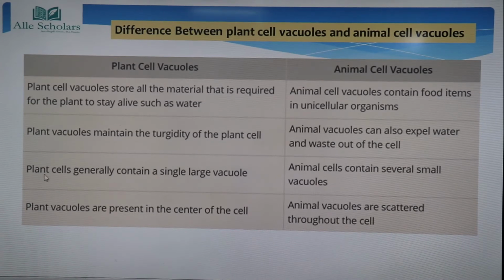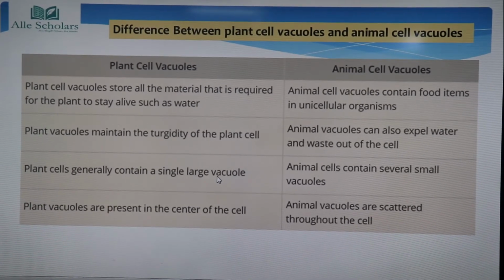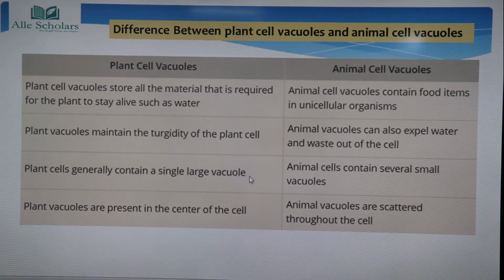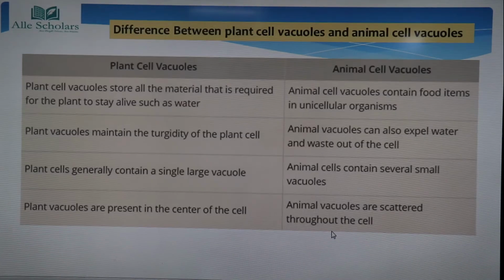Now the next is that plant cells generally contain a single large vacuole. Okay, so in plant cell a single large vacuole is present, and these vacuoles in some of the plants are so big that they cover at least 50 to 90% of the cell cytoplasm. Okay. Then if we talk about animal cells, they contain several small vacuoles. Okay, in animal cell there are many small vacuoles present, but in plant cell only a single vacuole is present.